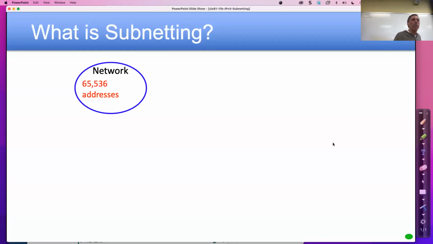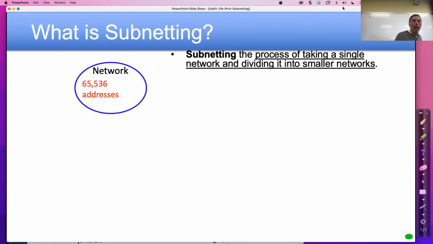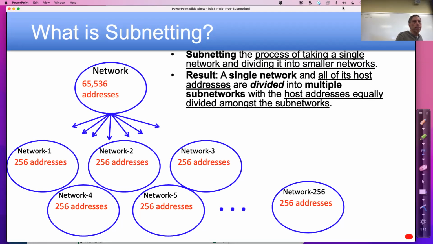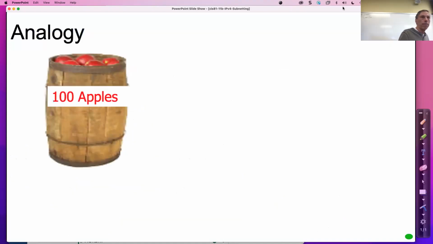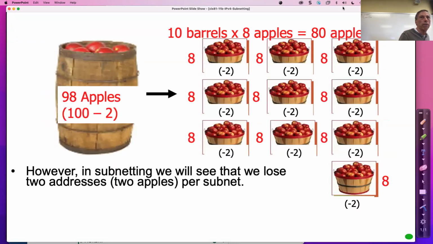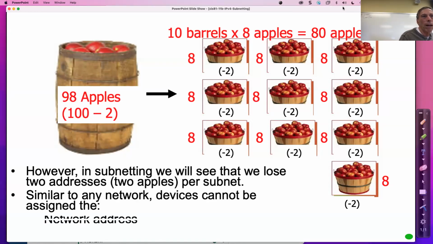Okay, so we've seen what subnetting is. It's basically taking one big network and subdividing it into smaller networks. And you can subdivide and subdivide until you have no apples left to split. Okay, so we've seen that. 100 apples, 10 baskets of 10 apples each. Really, we only have 8 apples each because we lose 2 apples per basket.